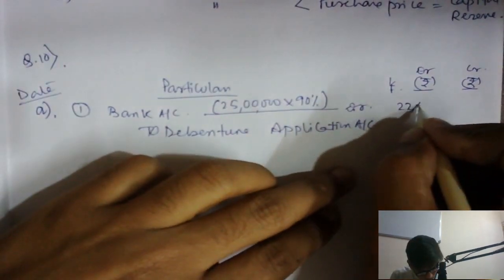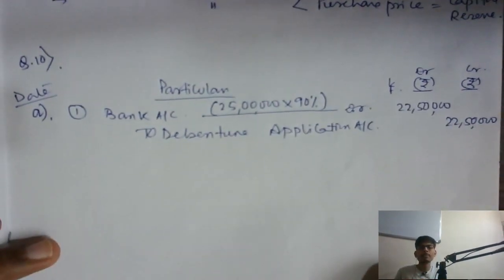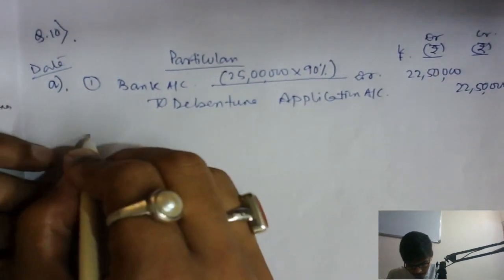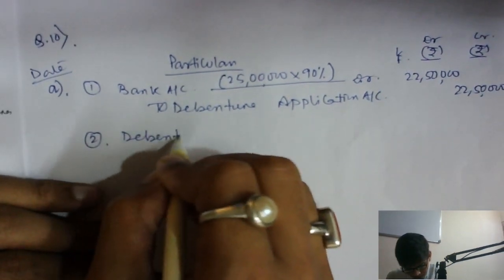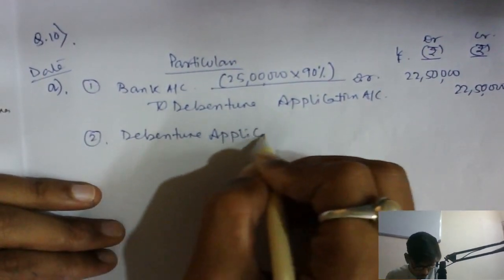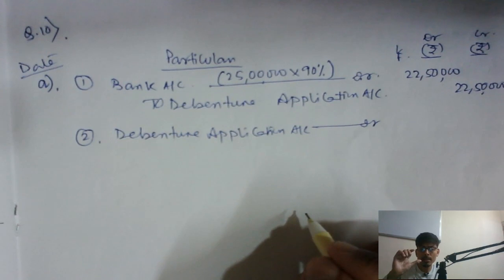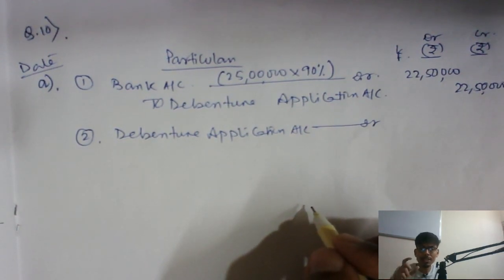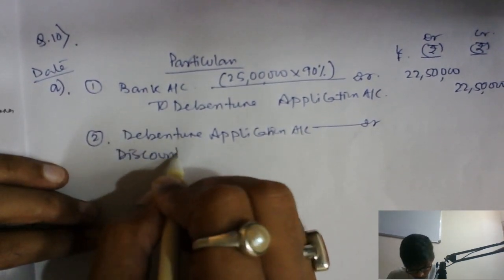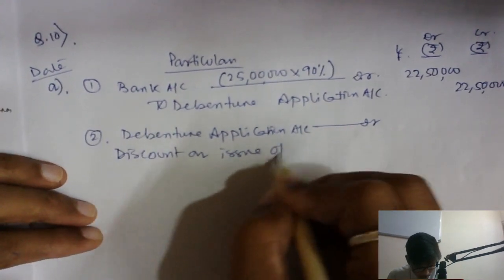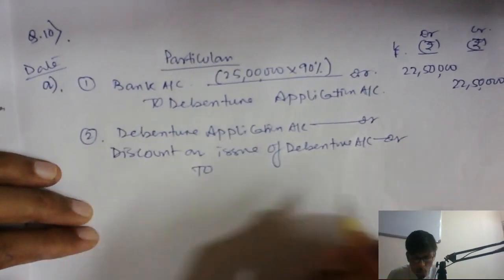So 22,50,000, 22,50,000 हो गया मेरा. Okay, and then the second entry will be that. Now let's say transferring to the capital. So debenture application, see, we have issued the debenture at a discount. So discount on issue of debenture debited. ये तो हो गया सर.